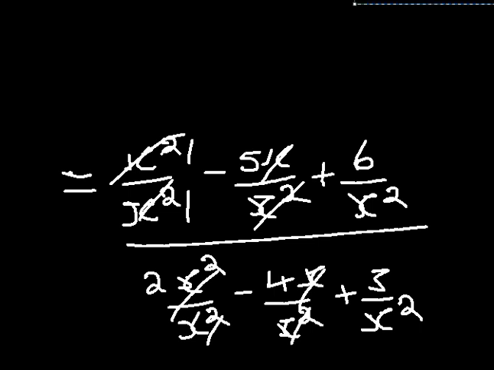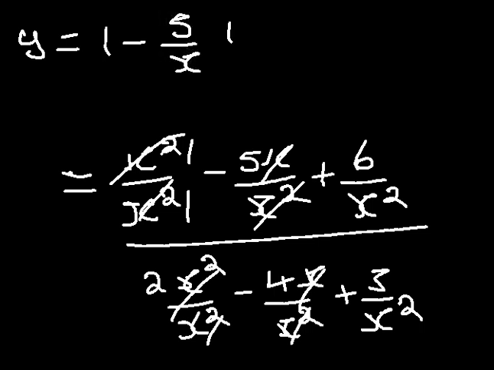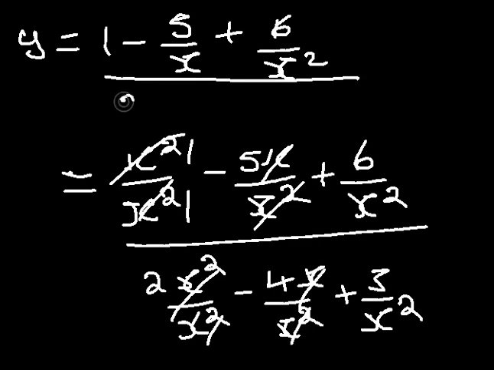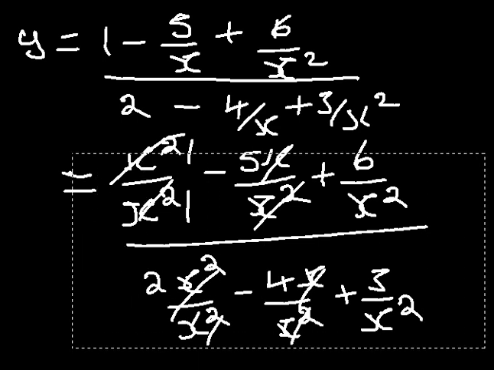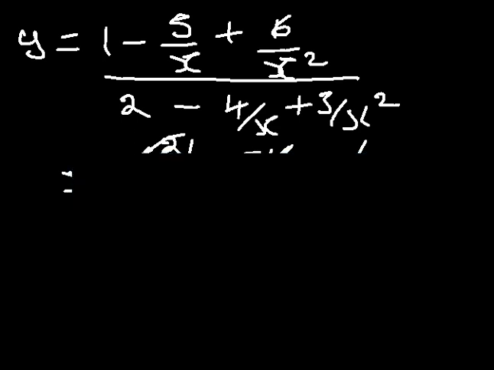So what will be remaining is y is equal to 1 minus 5 over x, plus 6 over x squared, divided by 2 minus 4 over x, plus 3 over x squared. So we'll have something like that. Then what will go up next?